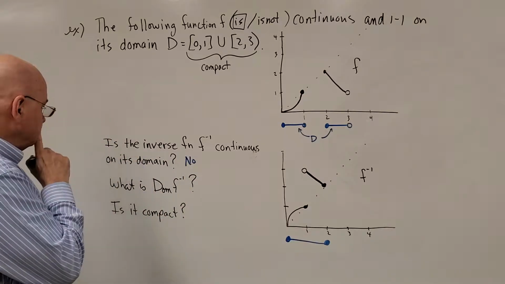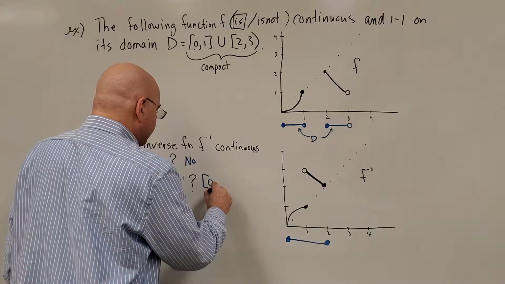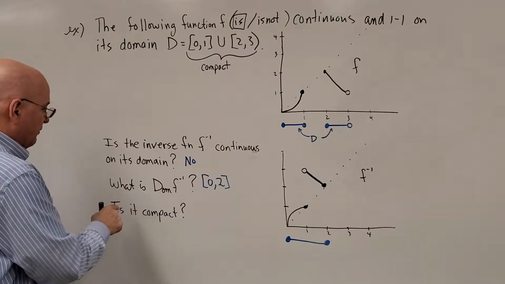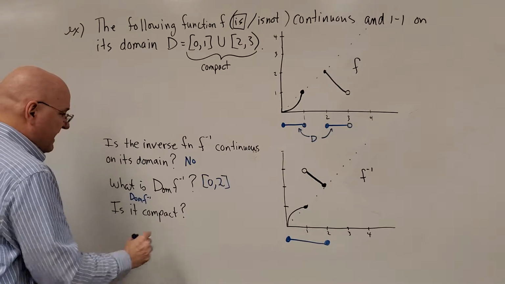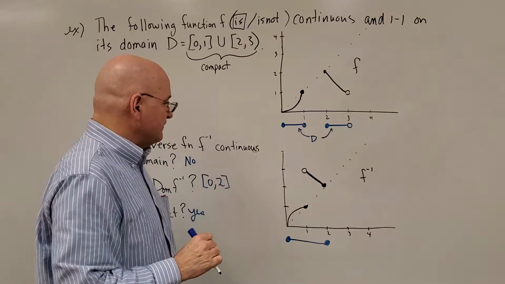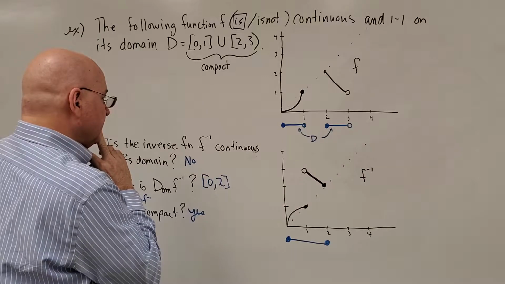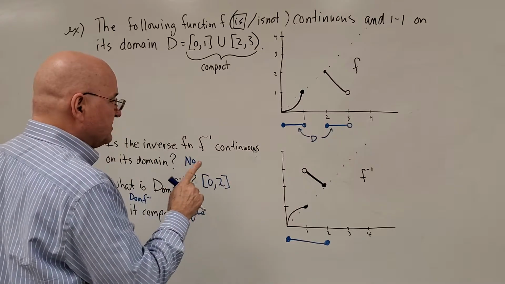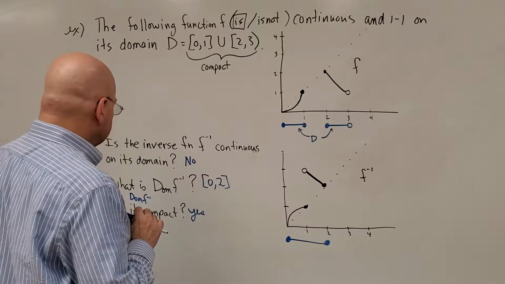Obviously. What is the domain? Well, I've already represented that as well. The domain is the closed interval from 0 to 2. Is the domain of f inverse compact? Indeed it is. It's a closed bounded interval. Let's see what we can say about that. It's not continuous, but it is one-to-one. And it's on a compact set.